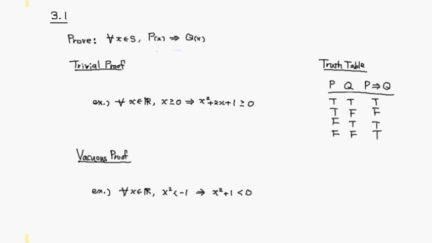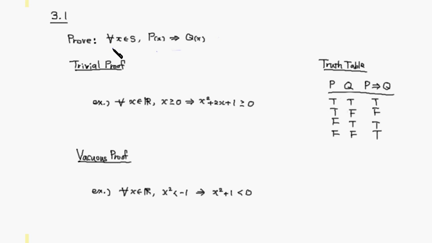Okay, let's look at section 3.1. This section talks about two proof techniques. The first one is called trivial proof, and the second one is called vacuous proof. All right, so let's look at the trivial proof.